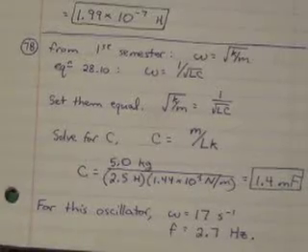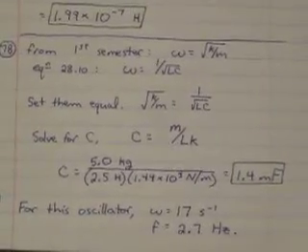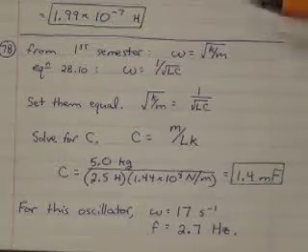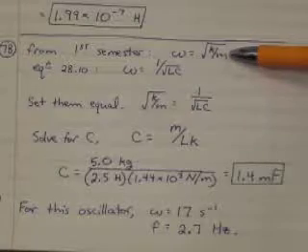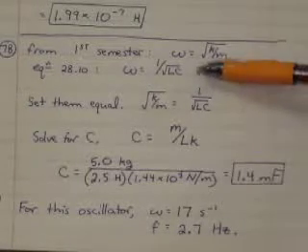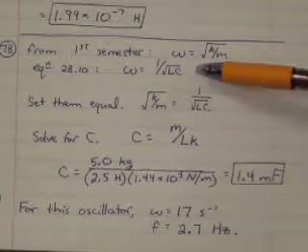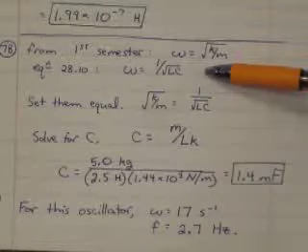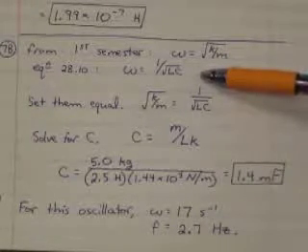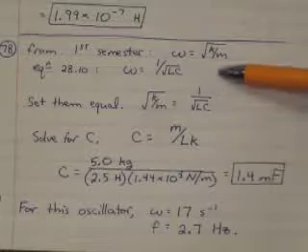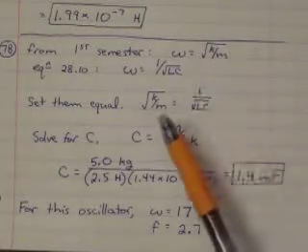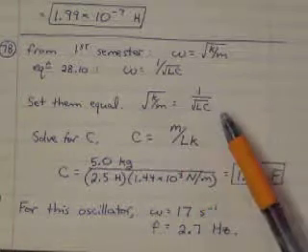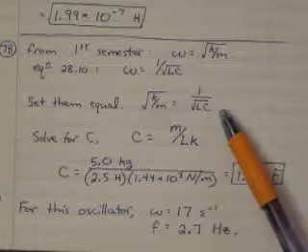Let's relate things from last semester, a spring with a mass attached. In that case, we had omega equals square root of K over M. We relate it now to an LC circuit, being an oscillator. Omega equals 1 over square root of LC. We want the same frequencies, so we'll set them equal to each other. Square root of K over M equals 1 over square root of LC. And we solve for capacitance.